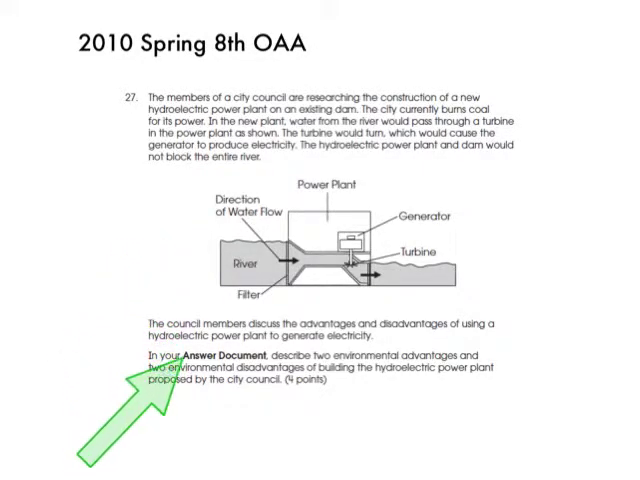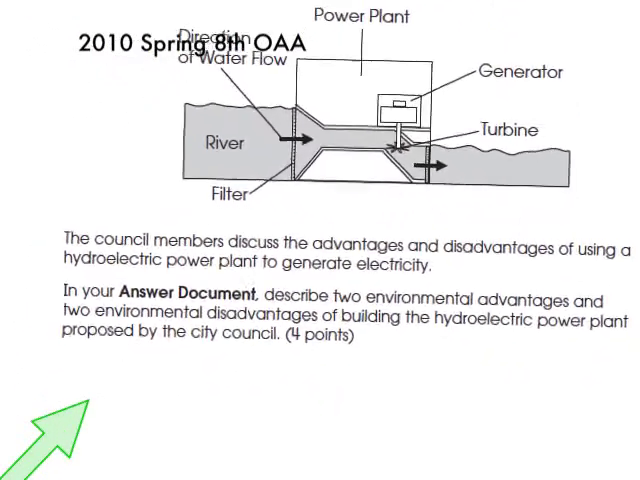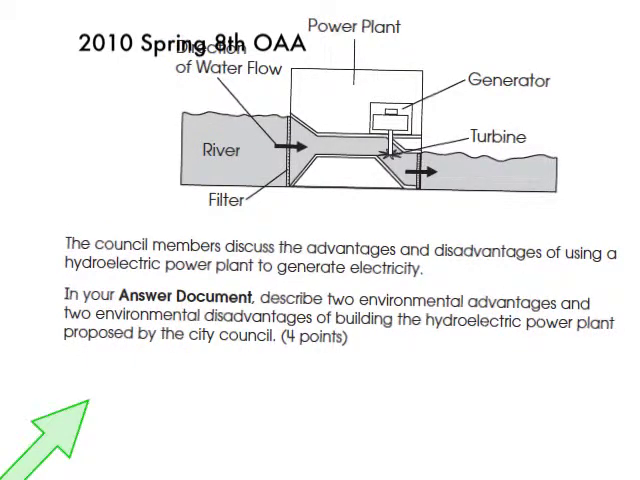The bottom part of this question here is what we need to do. This is our performance part. This is what it's asking us to do. So let's take a closer look at that. I'm going to make it a little bit bigger here. All right, so we have in our answer document, it's asking us to describe 2 environmental advantages and 2 environmental disadvantages of building the hydroelectric power plant proposed by the City Council. We see that it's worth 4 points. So that tells us if we're surveying, we need to describe something and it's going to be 4 points.